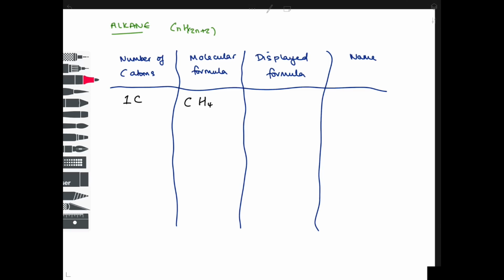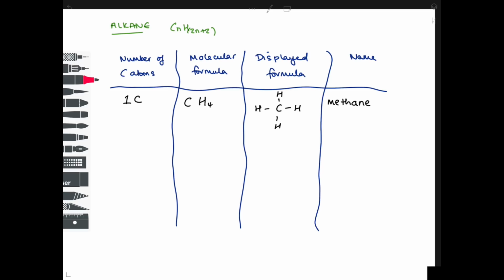Its displayed formula looks like this: you draw the carbon in the middle and hydrogens around the outside, remembering that each carbon atom forms 4 bonds, and each hydrogen forms 1 bond, and you must remember that to help you draw them. Its name, well, it contains 1 carbon, which is why it's meth, and it's an alkane, which is why it's methane.